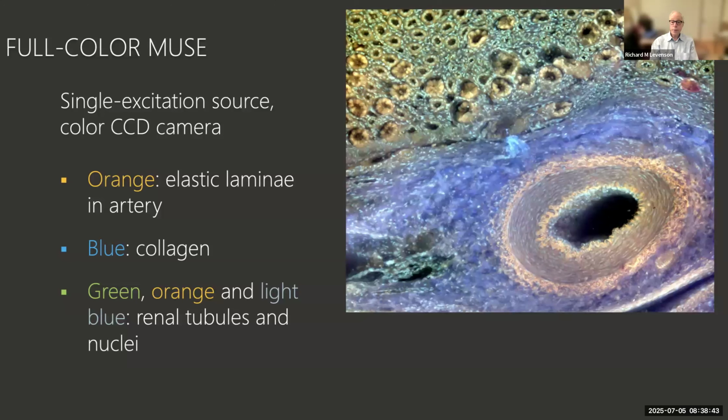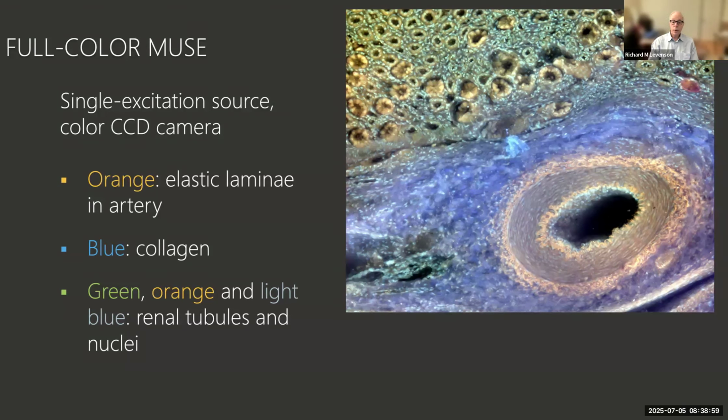And the images are gorgeous. This is just a picture of kidney, showing that because it's a color camera, unlike some of the other techniques that I showed you before, we actually get a full range of colors. That's a blood vessel. And because it's a thick piece of tissue, you can see down into the blood vessel. So you can actually see it's a three-dimensional object.